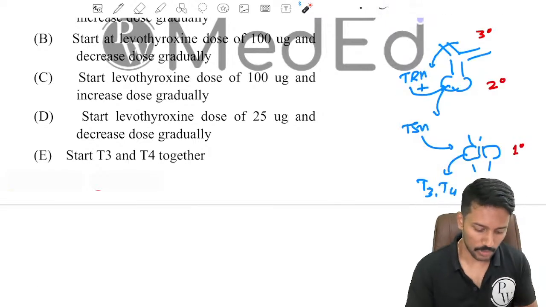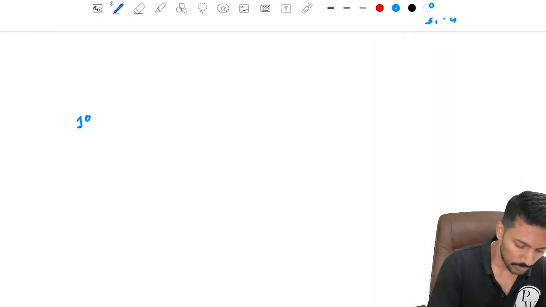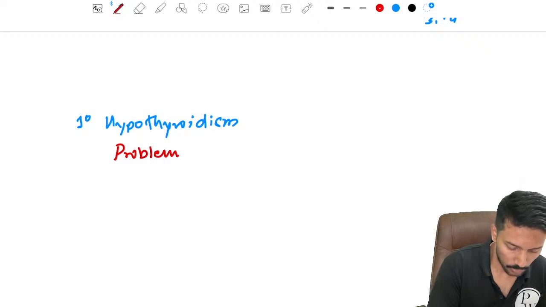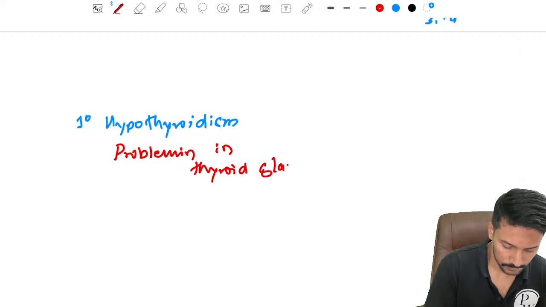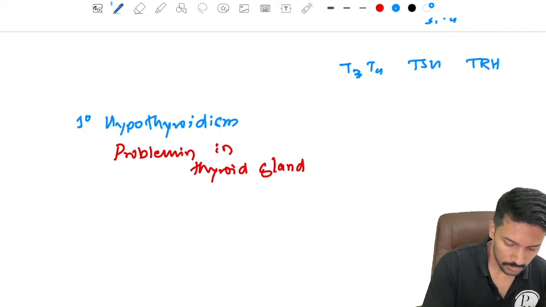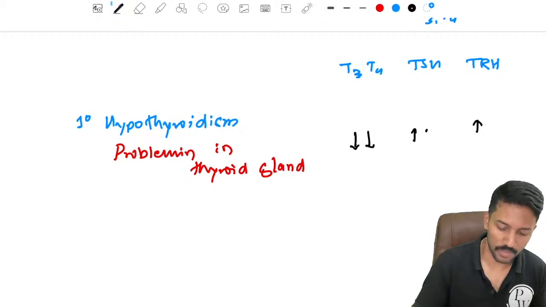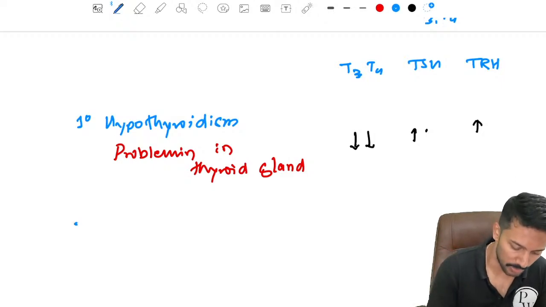That is a classical story of primary hypothyroidism, right? So if it is primary hypothyroidism, the problem is in the gland, the thyroid gland. So the thyroid gland will not be able to produce sufficient T3, T4. So the T3, T4 will be low, right? And to compensate for that, the pituitary gland will start producing more TSH and your hypothalamus will start producing more TRH. So this will be a classical picture of primary hypothyroidism.